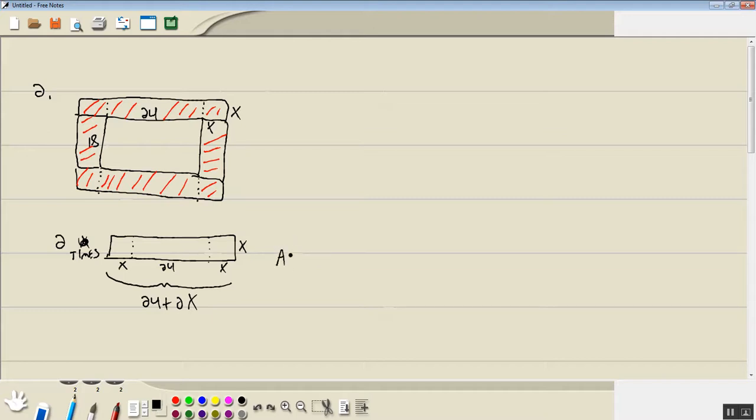So the area of that is going to be 2 times this distance times this distance. So x times 24 plus 2x. So that is going to be area is equal to 2x times 24 plus 2x. Now let's go ahead and multiply that through. I think I'm going to need to. 2x times 24 is 48x. 2x times 2x is 4x squared. That's the distributive property.